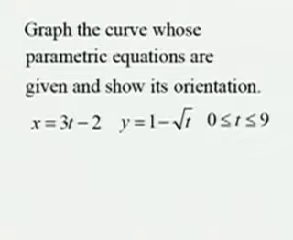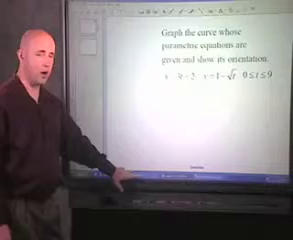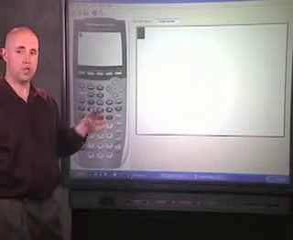We want to graph the curve whose parametric equations are x equals 3t minus 2 and y equals 1 minus the square root of t. We're going to do that for t between 0 and 9. If we go to our graphing calculator, the first thing we need to do is change the mode.